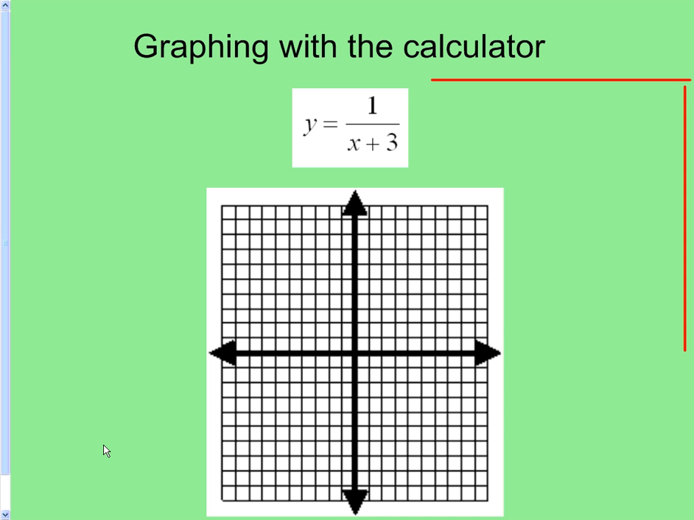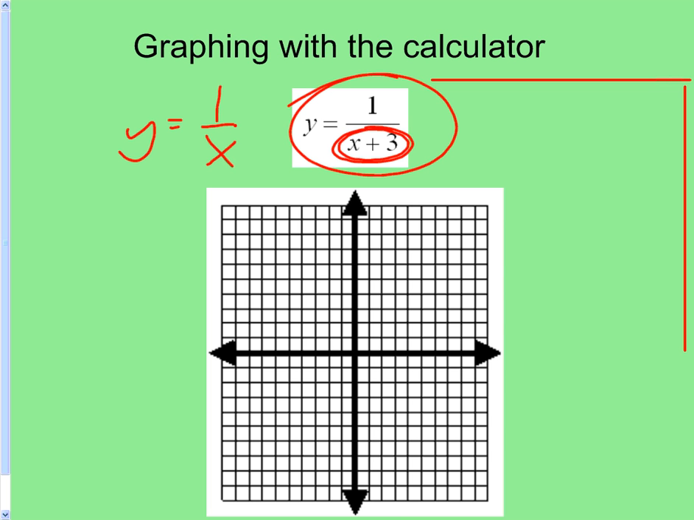Okay, so we're talking about rational functions, and the parent rational function was y equals 1 over x. But if we want to graph this one, it changes just like you'd expect, just like when we did the functions before. Anything by the x affects it in the x direction. So that's going to move our parent function 3 spots to the left.